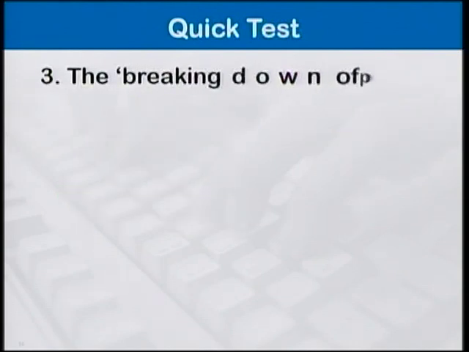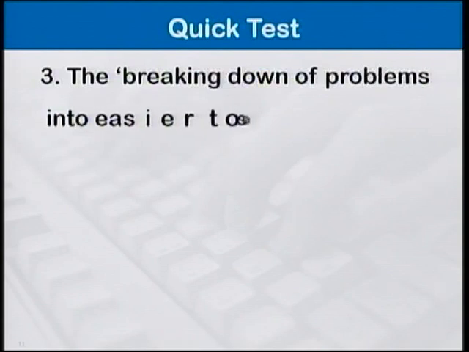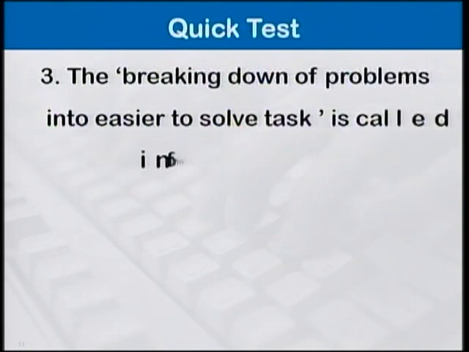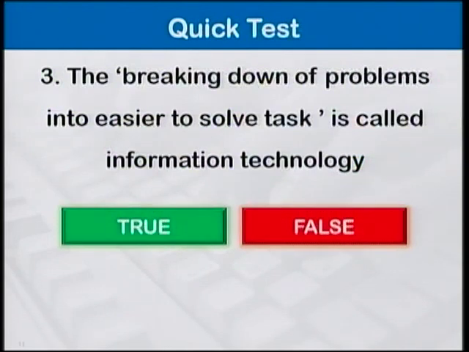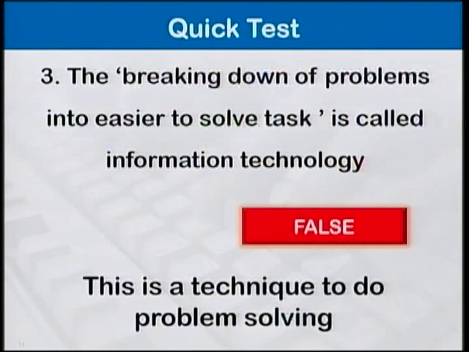Quick test number 3. The breaking down of problems into easier to solve tasks is called information technology. True or false? False. The breaking down of problems into easier to solve tasks is a technique to do problem solving.